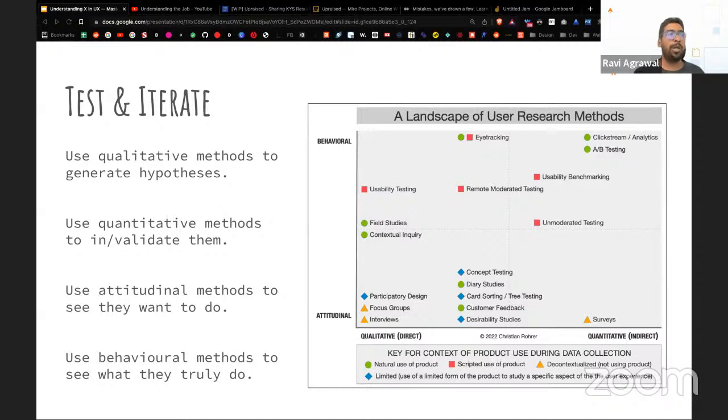And what you shall take away from this is to use qualitative methods to generate hypotheses. Talk to users, interview users, do focus groups, participatory design, right? Do all of this to generate hypotheses, even surveys, right? But use quantitative methods to validate or invalidate them. Now, what are quantitative methods?